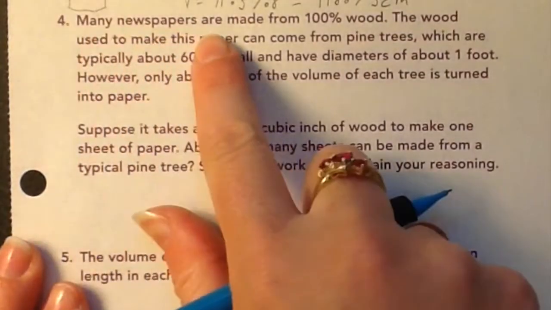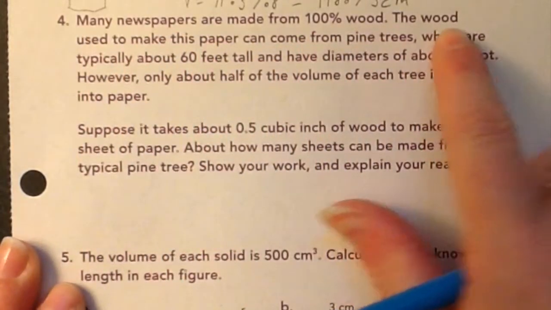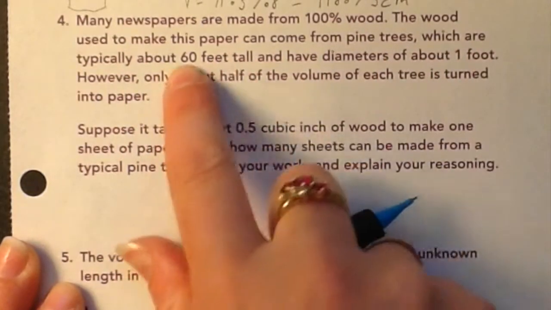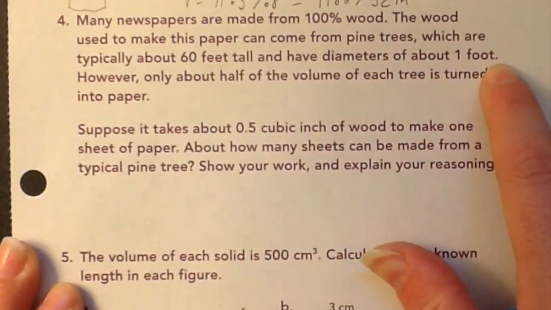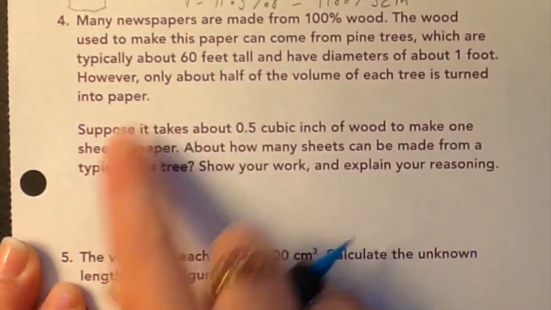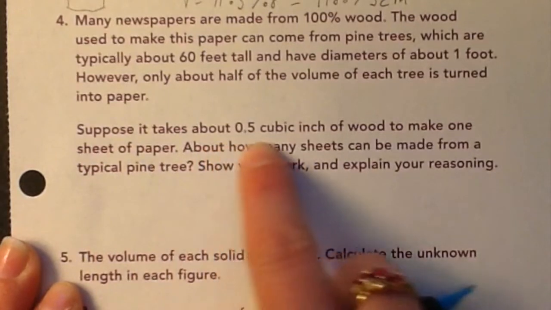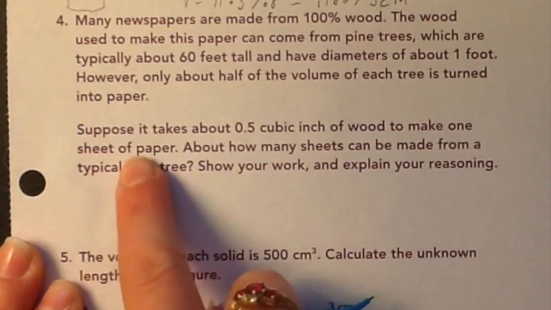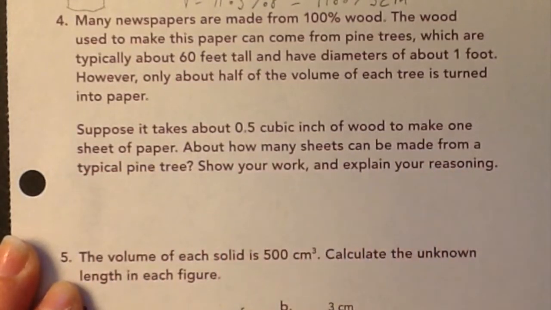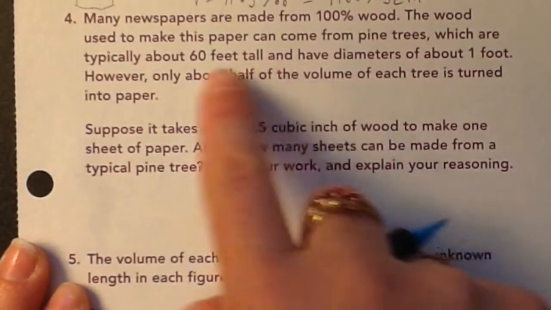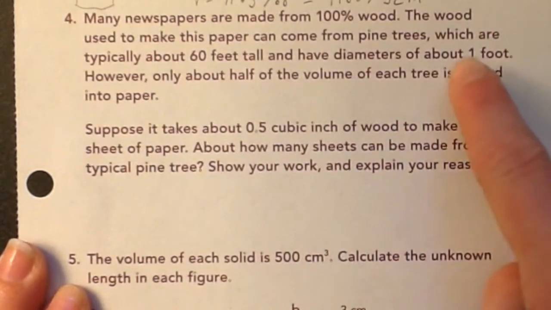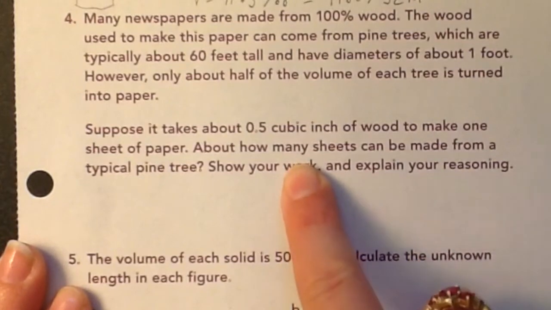Many newspapers are made of 100% wood. The wood used to make this paper can come from pine trees, which are typically about 60 feet tall and have diameters about 1 foot. However, only about half of the volume of each tree is turned into paper. Suppose it takes about 0.5 cubic inch of wood to make 1 sheet of paper. About how many sheets can be made from a typical pine tree? Show your work. So basically what we need to start with is finding the volume of the tree, taking half of that, and then using that to find out how many pieces of paper we can make.